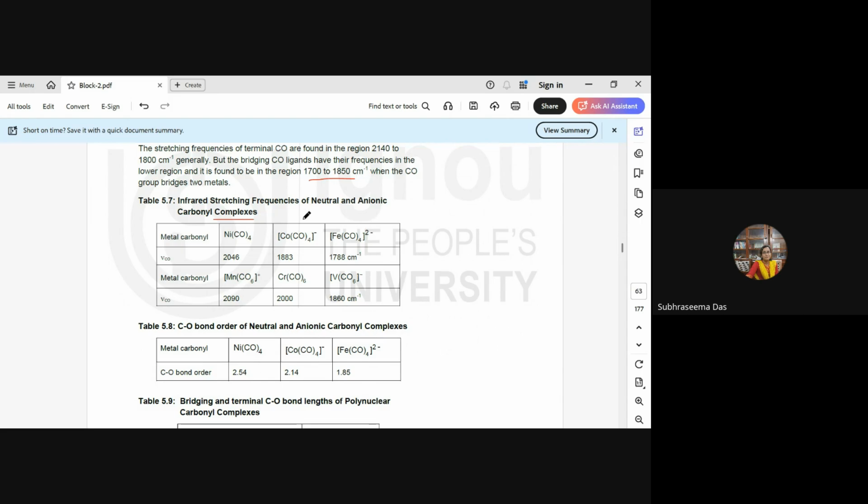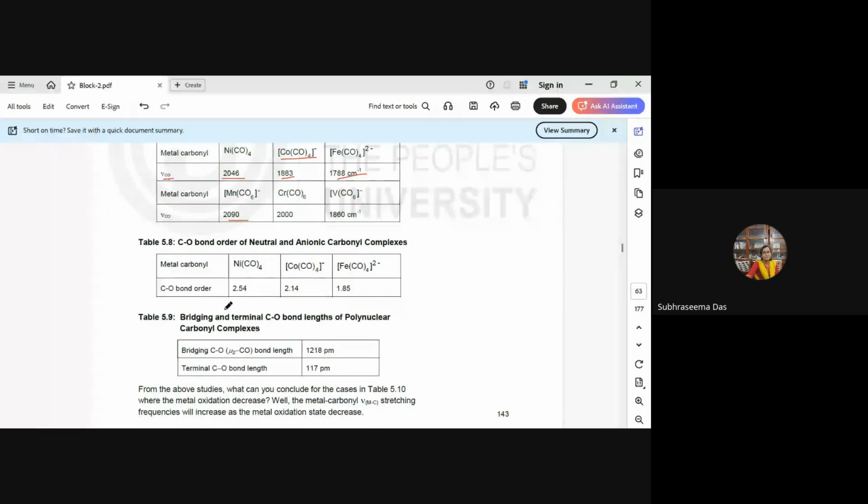So suppose we have the metal carbonyl nickel tetracarbonyl, then the stretching frequency, that is nu CO, is 2046. For the cobalt tetracarbonyl anion, here it is 1883. For Fe(CO)4 2 minus, it is 1788. Suppose we have for the Mn(CO)6 plus, it is 2090. For chromium hexacarbonyl, it is 2000. And for vanadium hexacarbonyl anion, it is 1860. So these are some of the stretching frequencies for neutral and anionic carbonyls.